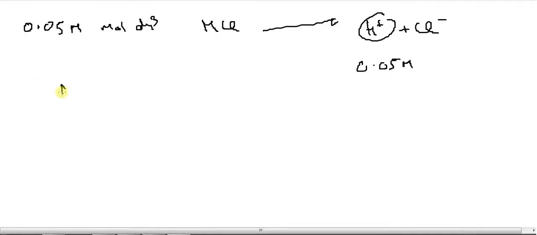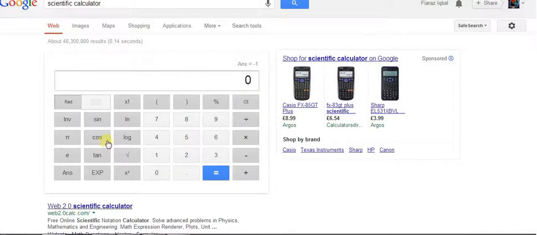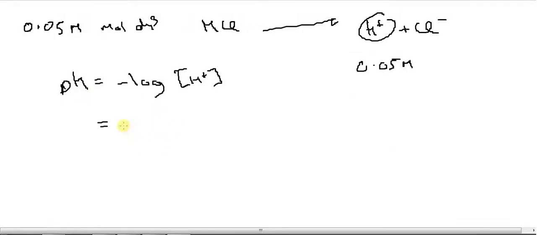Looking at the equation, if that's what you like, pH is equal to the minus log base 10 of the hydrogen ion concentration. You won't find that written in the calculator. What I do, rather than write out a formula, is use the scientific calculator on Google. Press log, 0.05, that's our concentration, press equals, and we've got minus 1.3, and we'll leave it as minus 1.3, so you can see exactly what I put in.